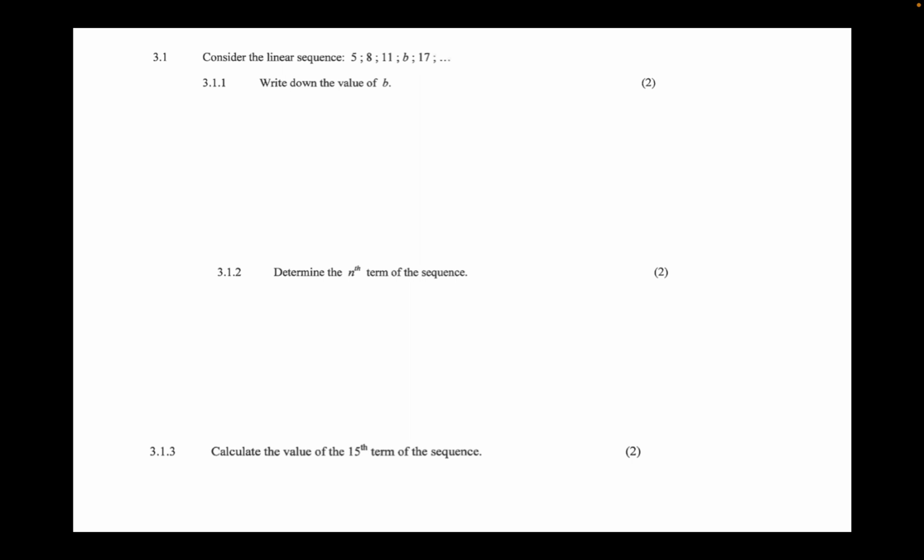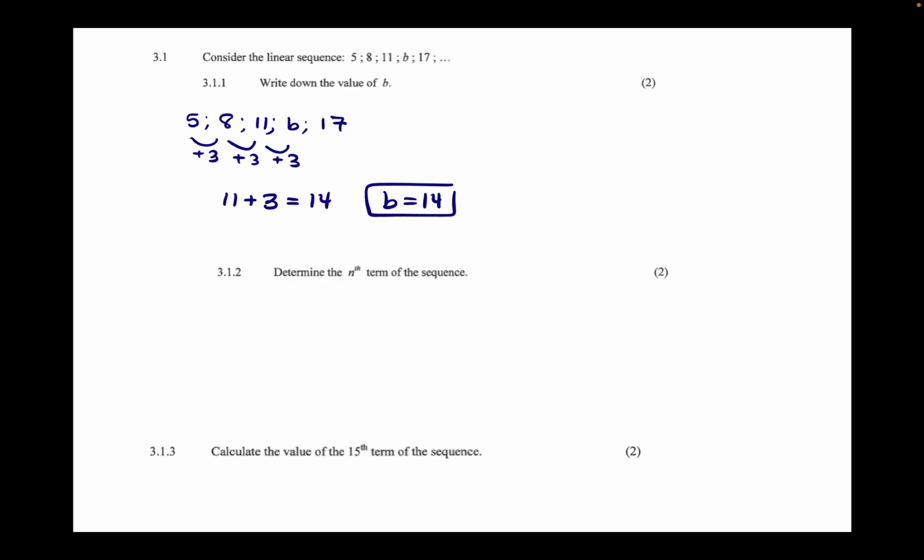Consider this linear sequence. That's a key word in this problem, linear. A linear sequence means that the sequence increases by a constant, and we're supposed to find b. So we need to look for the pattern, and I see that I am adding 3 to each term to get the next one. So 11 plus 3 is 14. So b is equal to 14.